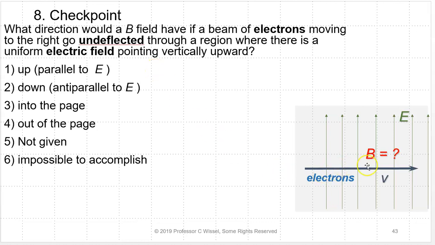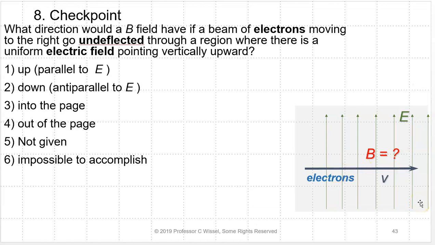What direction would the magnetic field have to have if a beam of electrons moving to the right goes undeflected through this region where there's a uniform electric field pointing vertically upward? Well, the first thing you want to remember is that electrons love to swim upstream. So they're not going to go up, they're going to go down.